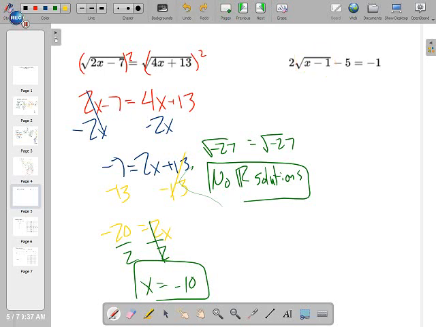We're going to isolate the square root, so first thing we'll do is add 5. 2 times radical x minus 1 equals 5 minus 1, which is 4. Now, don't square both sides yet. You've got to get rid of that 2. Or you've got to be real careful if you don't. 4 divided by 2 is 2.